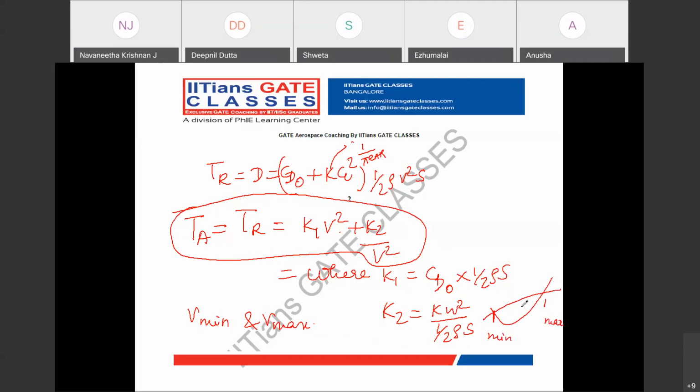When I differentiate and equate to 0, I get the condition for minimum drag, which is CD naught equal to CDI. That is, when my parasite drag, that is my profile drag coefficient, is equal to the induced drag coefficient, that is where my drag minimum occurs.